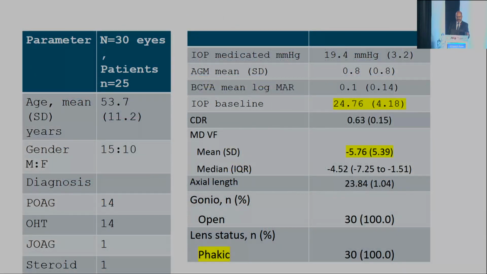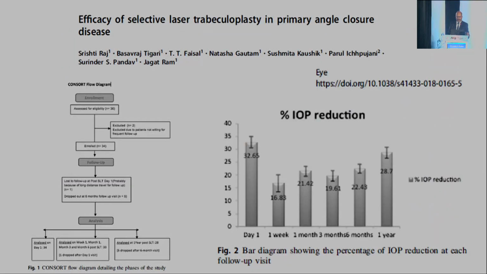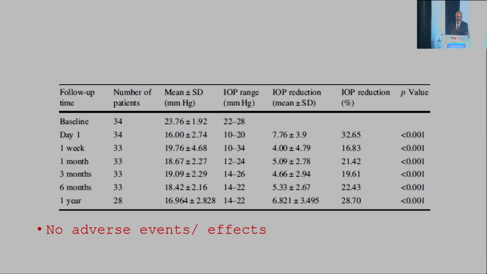This is the study group which we had included for this study. And this is something similar to what Dr. Srishti Raj and the group have published from PGI Chandigarh. They did SLT for angle closure, and now you also have the 5-year data of the same cohort. You can see that the intraocular pressure reduction is almost 28% from baseline. That's quite significant, with no adverse effects or side effects.